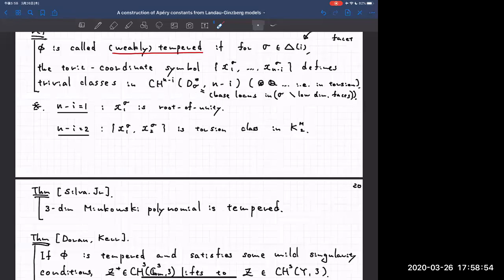The interesting point is that when we consider the case that n minus 1 here is just one, then we obtain only one symbol here. And the temperedness means that this is, after tensor Q, trivial. So it means that the toric coordinate x1 sigma for the base locus is a root of unity. So here we obtain a kind of transcendental condition for the choice of the Laurent polynomial, and it gives the temperedness.